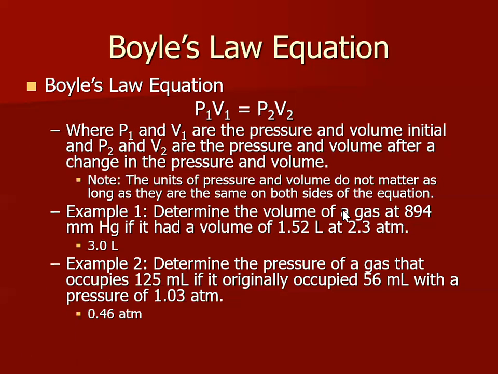Same thing with the volume. If it's in liters on one side, it's liters on the other side. If it's milliliters on one side, it needs to be milliliters on the other side. There is no conversion unless they're not in the same units. So our first example that we'll work out: determine the volume of a gas at 894 millimeters of mercury if it had a volume of 1.52 liters at 2.3 atm.